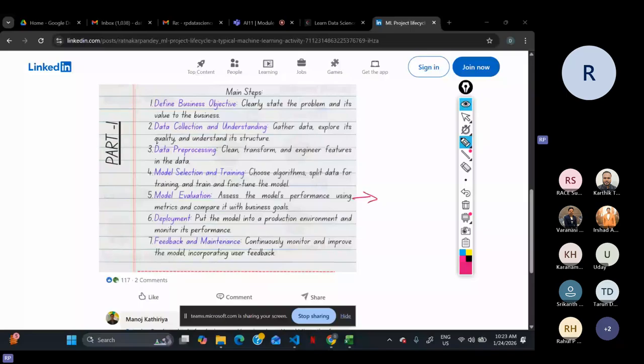Regression. Then we can use different kinds of errors. So if error is less, the model is good. So mean squared error, mean absolute error, R square, all these things we can use.